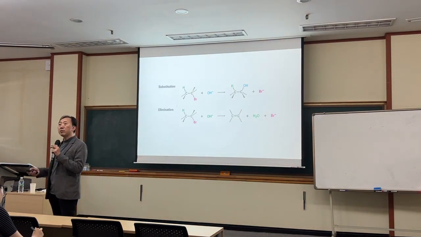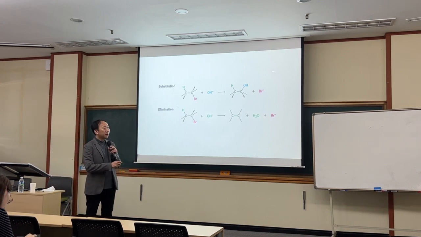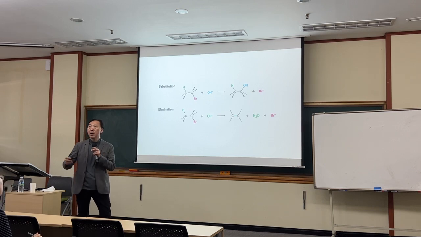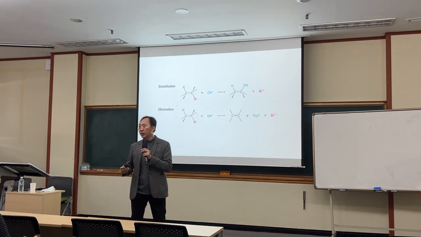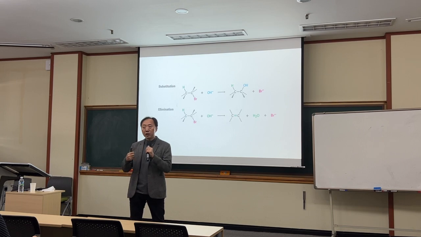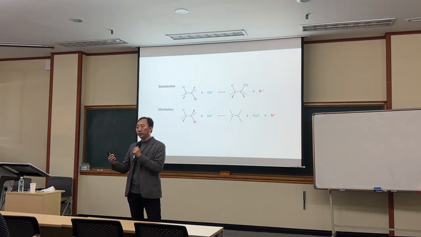But there are two possibilities. If it is an open structure here, it can attack directly here, like a primary alkyl. Then that's an SN2 reaction, a one-step reaction. One step, but two reactants participate in the reaction together to make one transition state. That's an SN2 reaction.